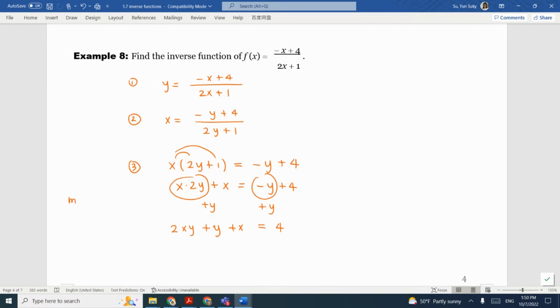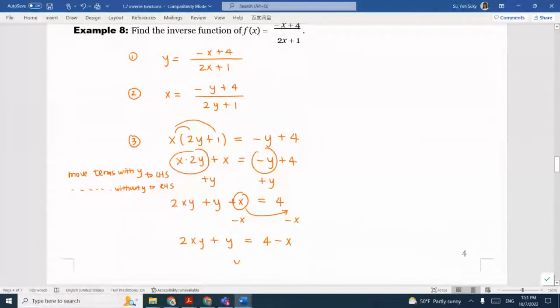Okay, so we move all the terms with y to the left hand side and move all the terms without y to the right hand side. So we want to move the x to the other side, subtract x on both sides. So 2xy plus y equals 4 minus x. Is that okay, everybody?